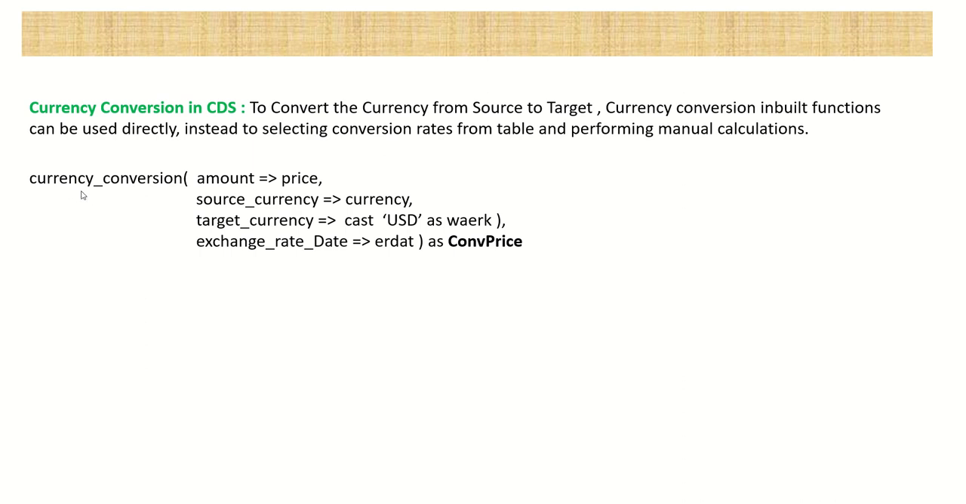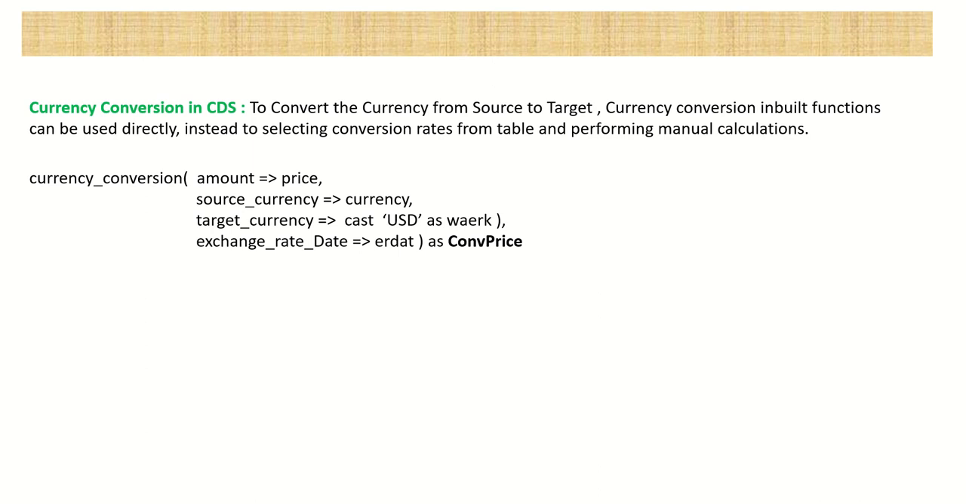To this function, first we have to pass the amount, source currency, target currency, and the exchange rate date, because the exchange rate is different on a different date. So all this detail we have to pass to our CDS view, and based on that we can get that value in a new field after this, as we can give any name here. So here it is, converted price.